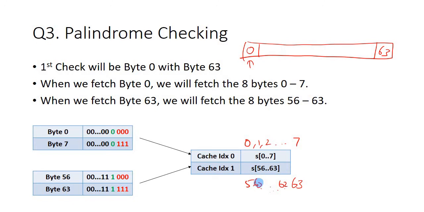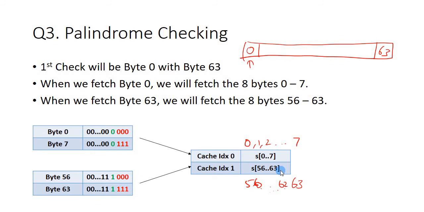Again, you have to remember that the entire memory chunk is now broken up into blocks of 8 bytes. So whenever I fetch any byte, I must see which 8-byte block it belongs to. So 0 belongs to the block of 0 to 7, and 63 belongs to the block of 56 to 63. Now when I analyze in terms of the cache line, you can see that byte 0 to byte 7 access map to cache line 0, while byte 56 to 63 map to cache line 1.